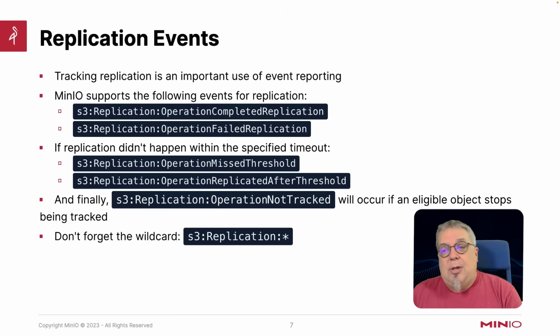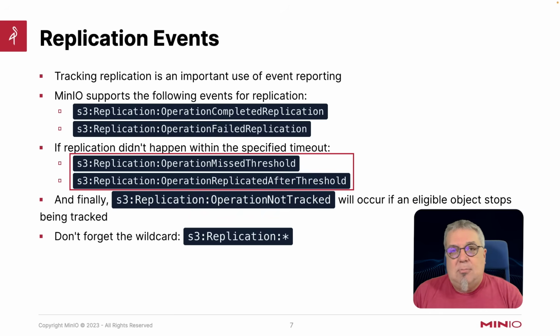There's also a couple here, operation missed threshold and operation replicated after threshold. The threshold for replication is usually set around 15 minutes or so. If that replication hasn't happened, we want to make sure that with the missed threshold, we get an alert or something along those lines. We want to watch for that.